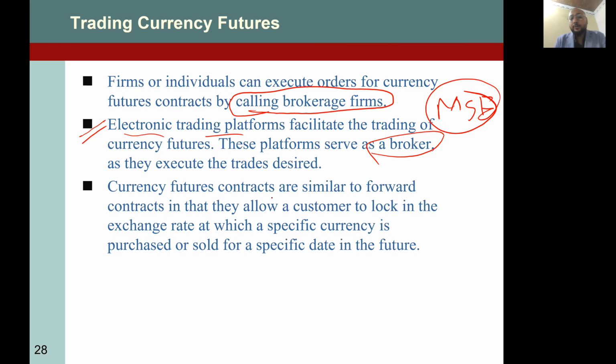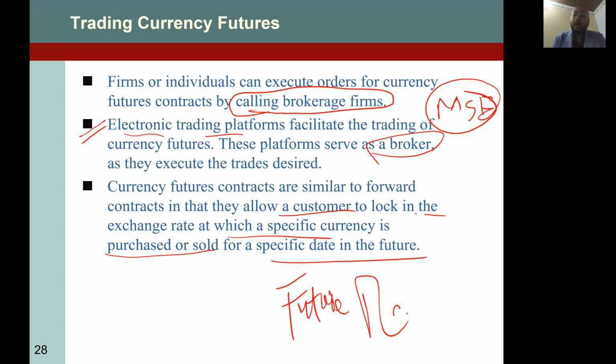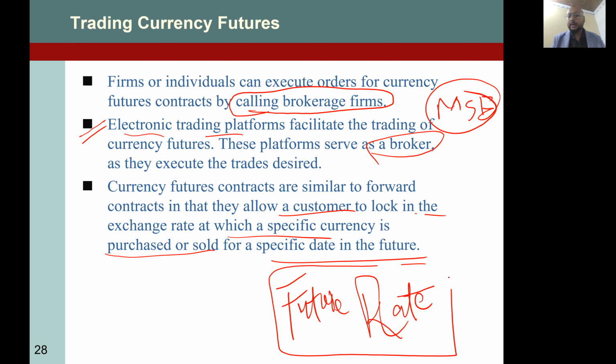So currency futures contracts are similar to forward contracts in evaluation. Similar to what we have done in forward, the same we can use. The only thing is that in this case, this is more standardized, that's it. Currency futures contracts are similar to forward in that they allow customers to lock in the rate at a specified currency, whether purchased or sold, for a specified date in future. But here, the rate is called the future rate, rather than the forward rate. So if you enter into a contract, this is an obligation. No matter what the future spot rate or the current spot rate is, that is no longer of importance to you. You will be dealt at the future rate. That's it.